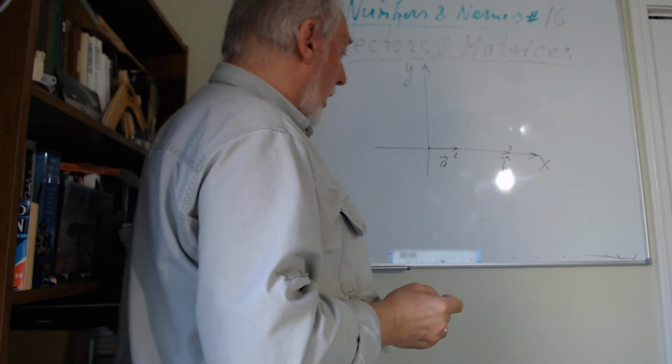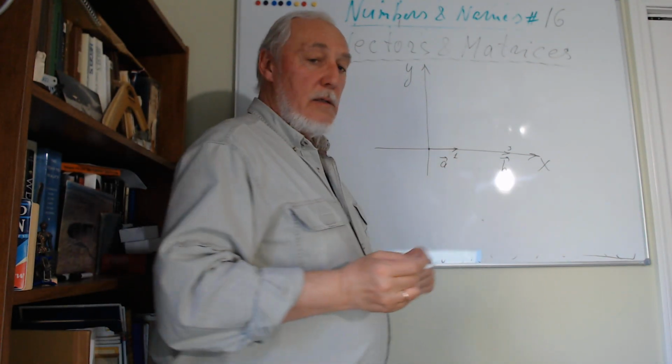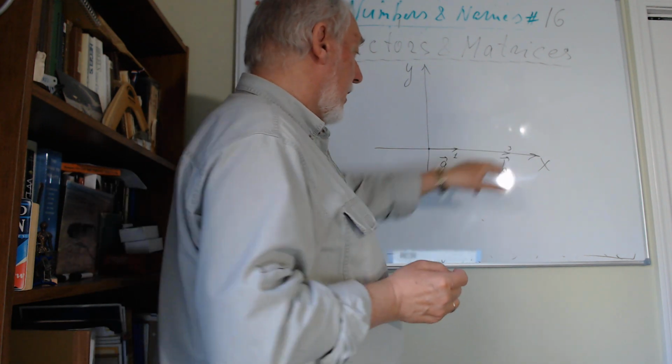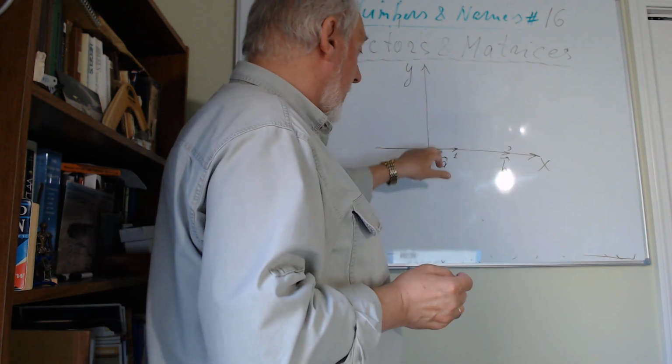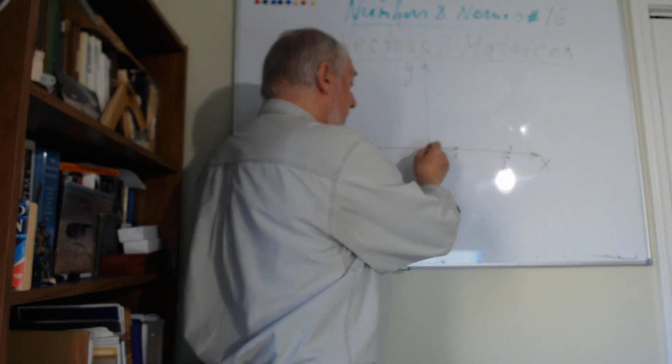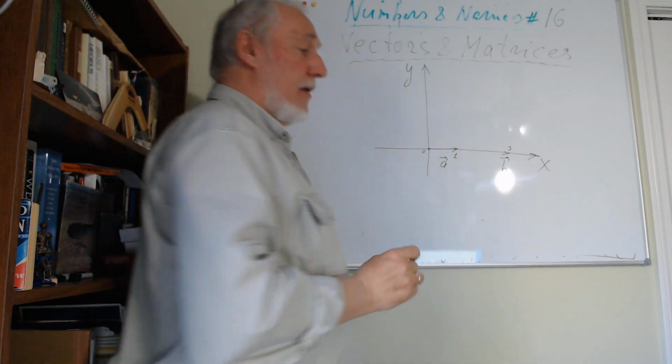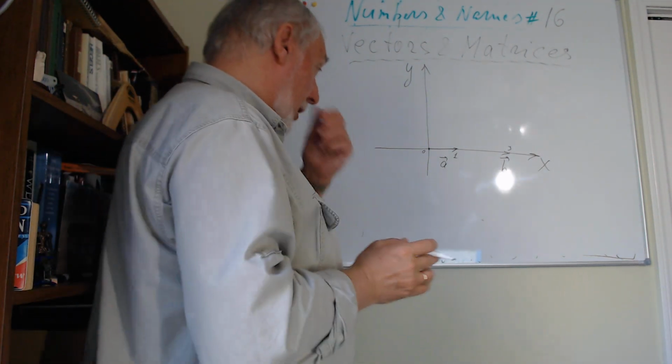So how do you think, if we want... It has a length of 2? No, it is 3. It starts at the origin. This one goes from 0 to 1. This one goes from 0 to 3. Okay. So now there's a question.